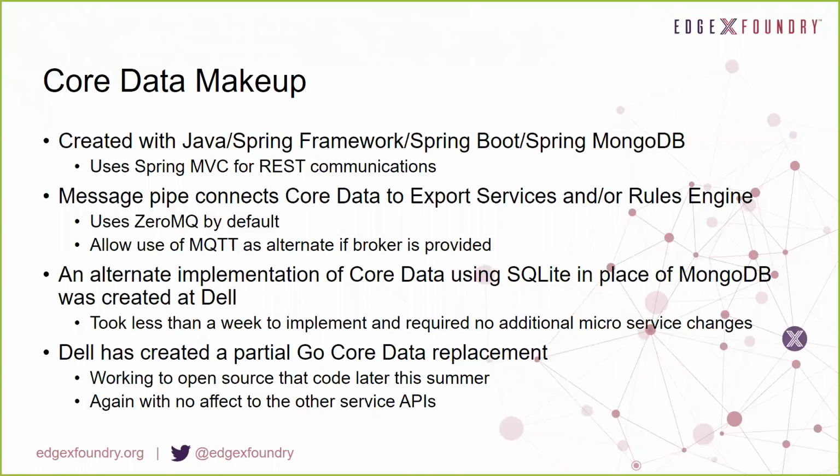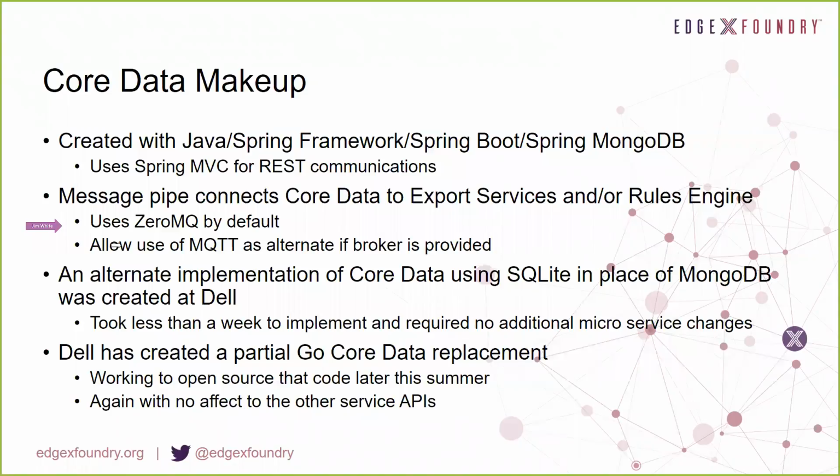There is a message pipe that does connect core data to the export services that I mentioned before. In particular, by default, we use 0MQ to get the data pushed up into the northbound application sets, which include the export services and things like the rules engine. When we initially built core data, we actually used a broker on the device, on the platform, and had core data use MQTT to export the data out. That scaffolding is still there. You can make a switch very quickly by a configuration change to go between 0MQ and MQTT.